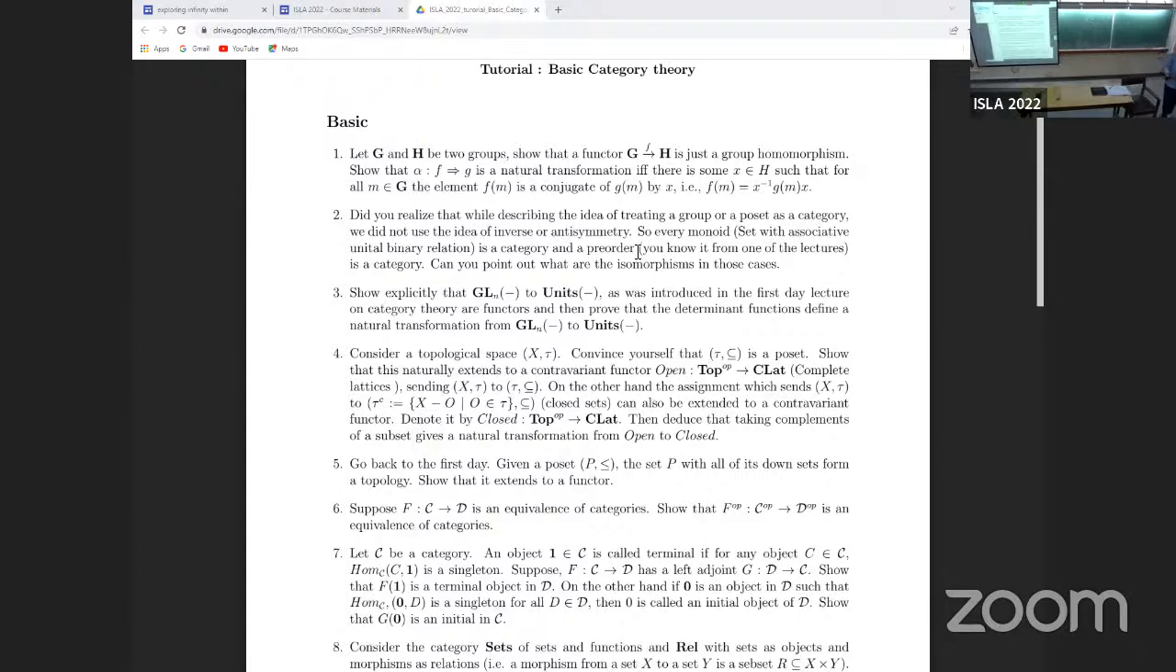Question 3 was introduced in lectures. Yes, question 3 was introduced in the lecture on natural transformations yesterday. In fact, it was the motivating example. I just want you to fill in the details there.